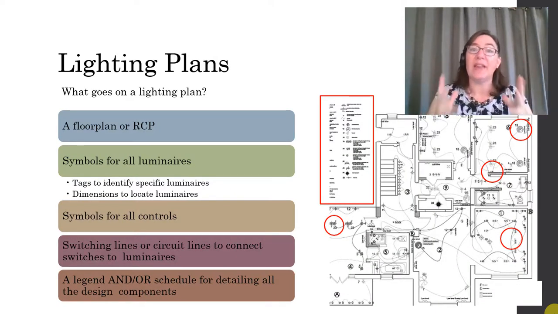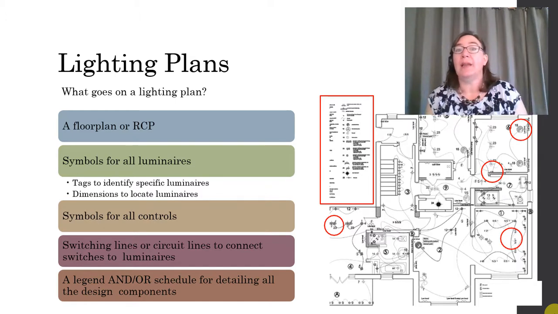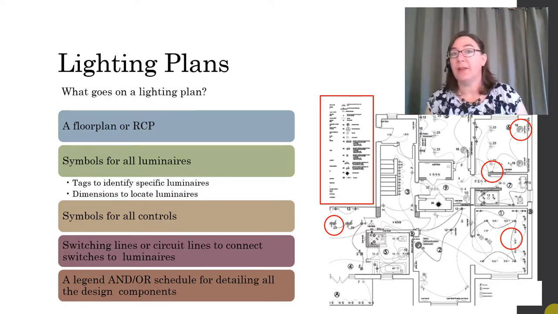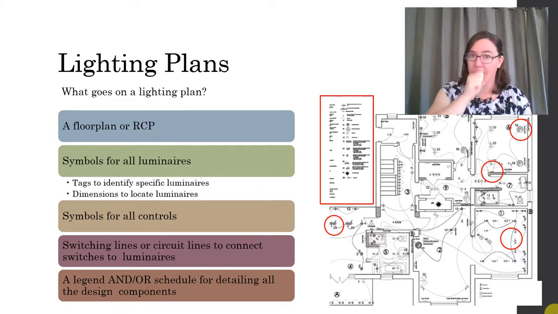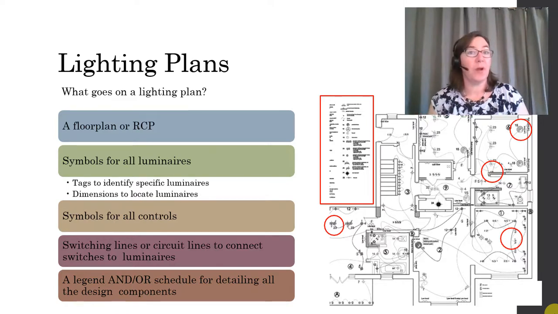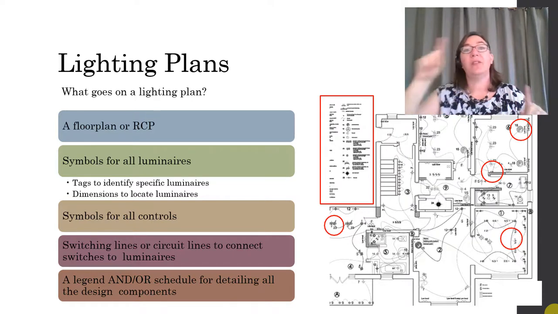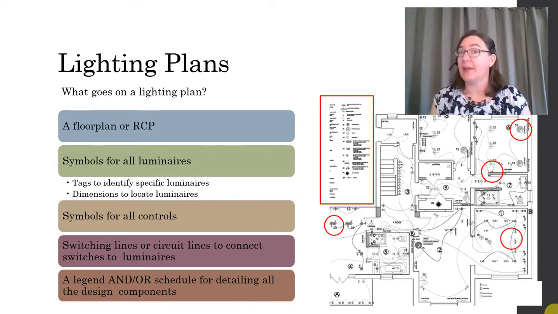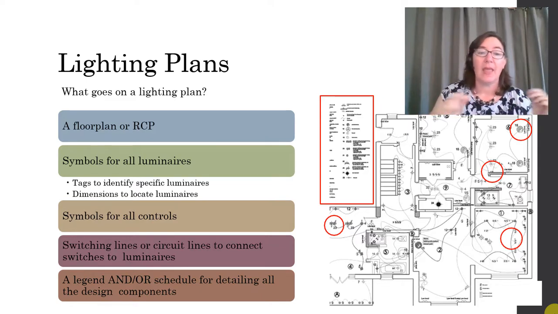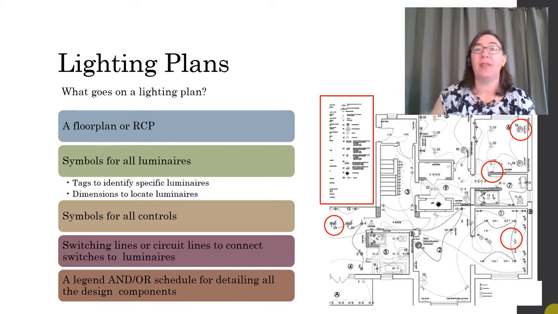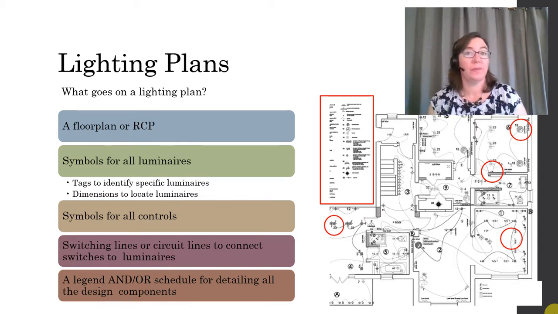So let's focus in on the lighting plans because those are going to be your major documents. What goes on a lighting plan? First, you start with a floor plan or a reflected ceiling plan. You're going to add symbols for all the luminaires, including tags and dimensions. You'll add symbols for all the controls. You'll add switching lines or circuit lines to connect the switches to the luminaires. And finally, there will be a legend and or a schedule for listing all the details about the design components.